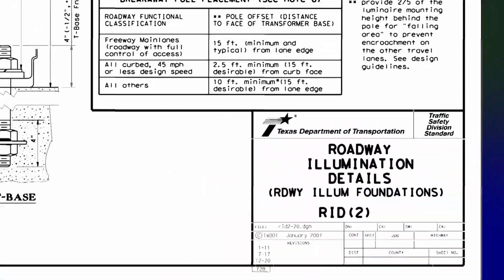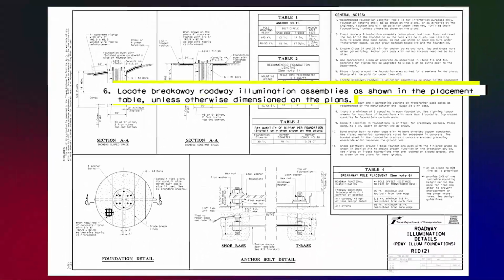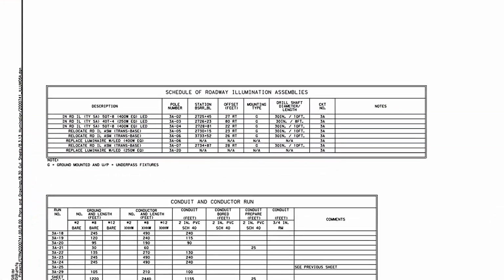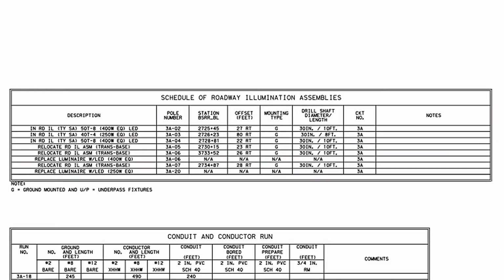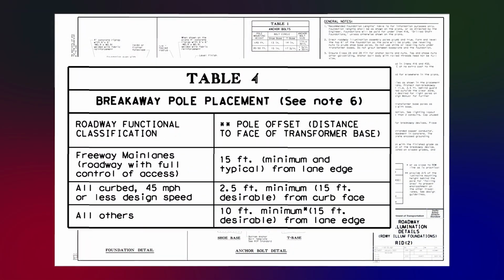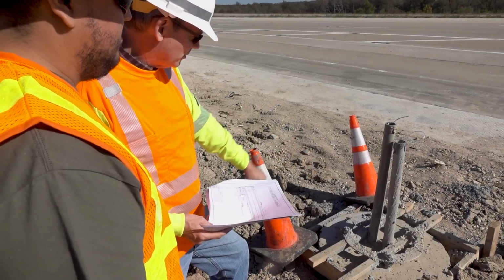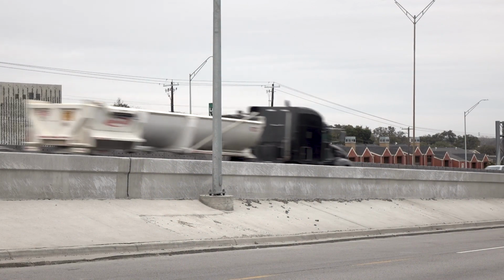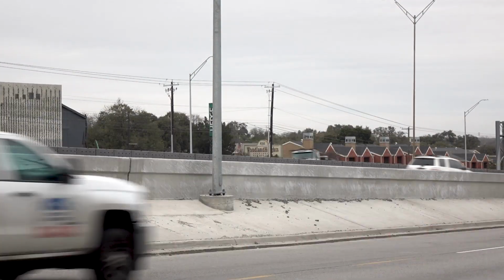TxDOT Standard Sheet RID 2, Note 6 states, locate breakaway roadway illumination assemblies as shown in the placement table, unless otherwise dimensioned on the plans. Under the Notes section of TxDOT Standard RID 2, the inspector will find a breakaway pole placement table that shows the different types of roadways and the minimum distances a pole should be placed from the lane edge. With the information provided on these standards, the inspector should be able to ensure that poles are properly placed and, when necessary, are relocated properly.